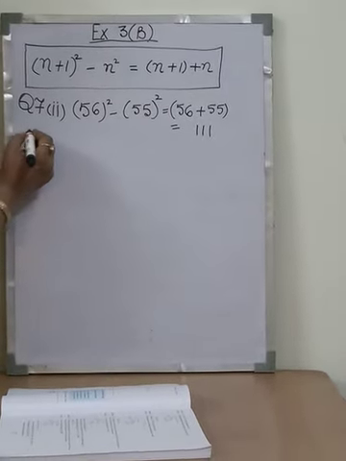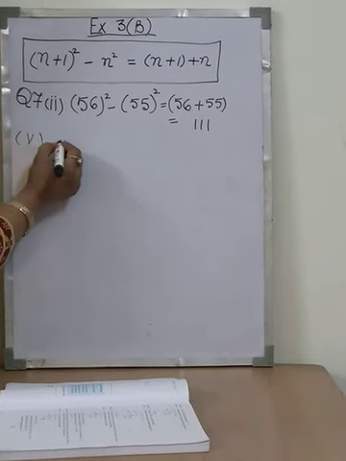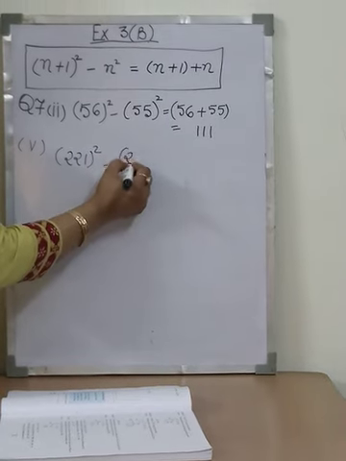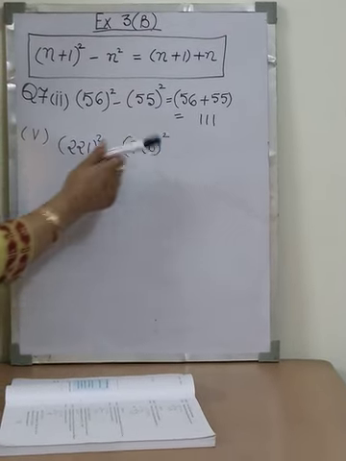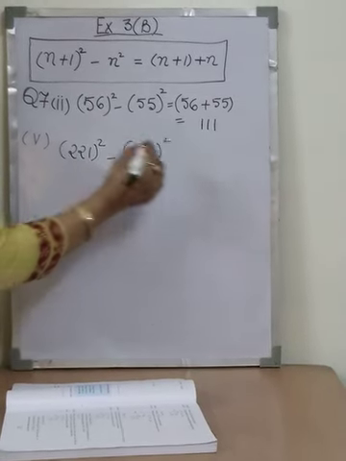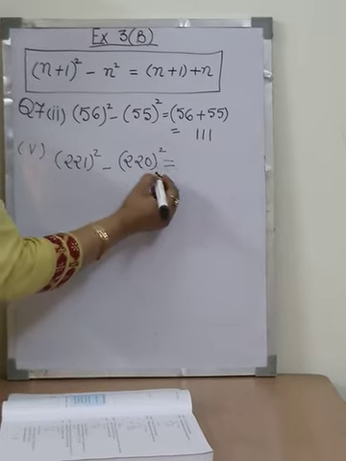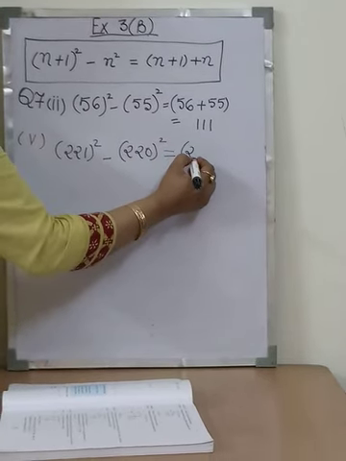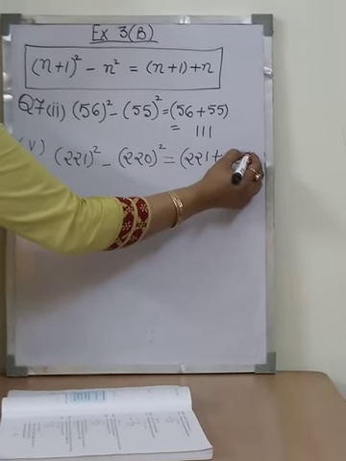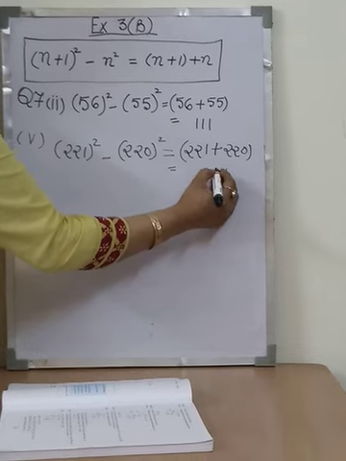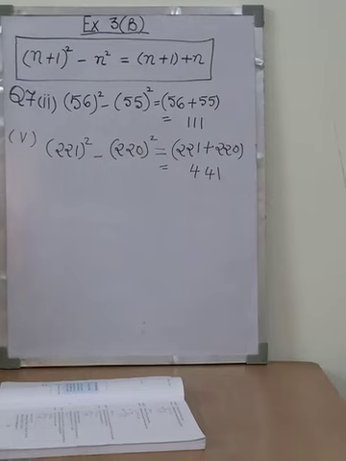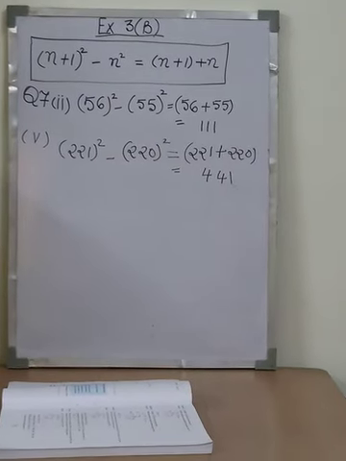I discuss question number 7, fifth part now. It is 221 square minus 220 square. Firstly check, are they consecutive or not? Yes, 221 and 220 are consecutive numbers. So the difference of their squares will be equal to the sum of the numbers. So 221 plus 220, that becomes 441. Okay children.